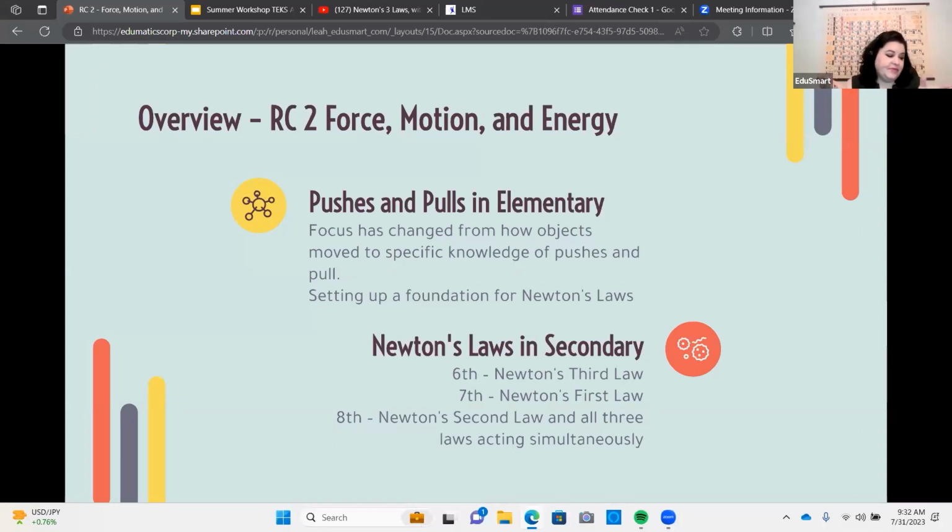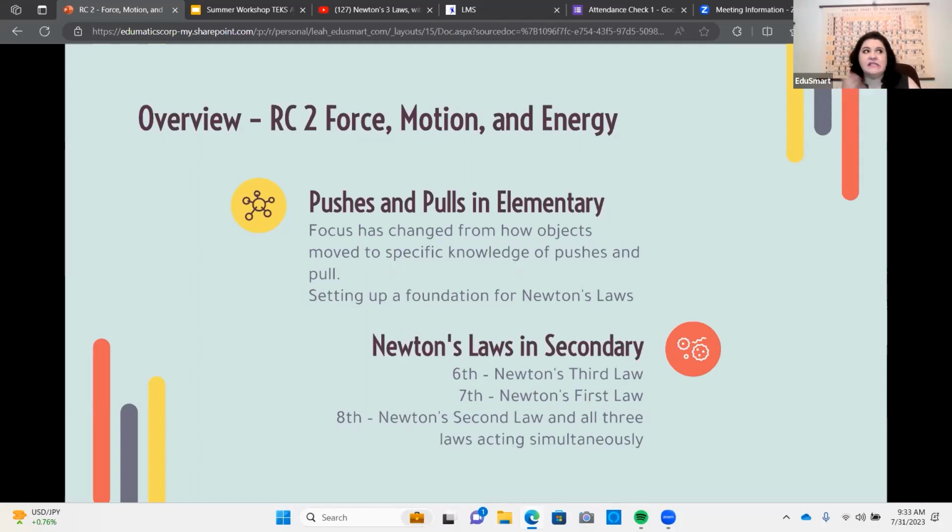Again, it's taken out a lot of the other types of movement in order to focus on force and motion, and how they specifically build to Newton's laws. So the laws have been changed in secondary. They are separating them by grade level. So 6th grade now teaches Newton's 3rd law, 7th grade teaches Newton's 1st law, and 8th grade teaches Newton's 2nd law, as well as how to apply all 3 laws simultaneously.